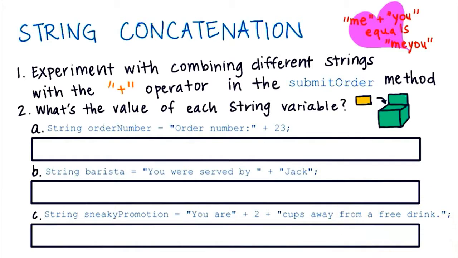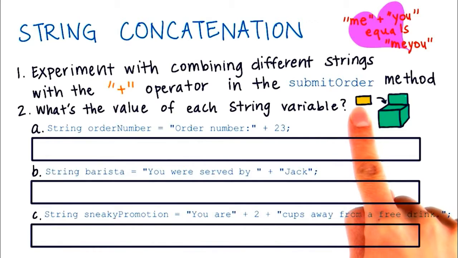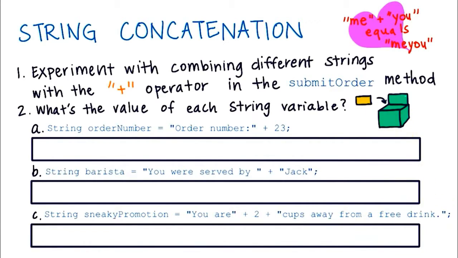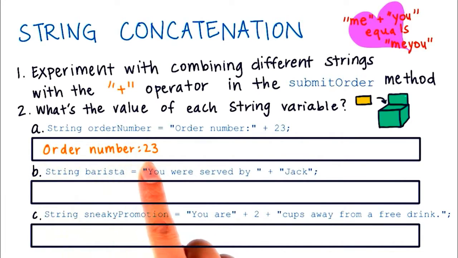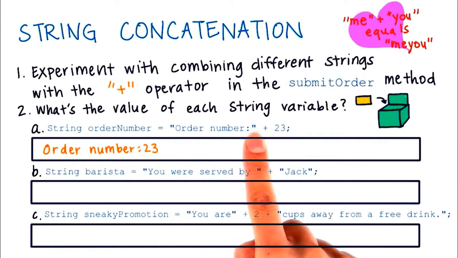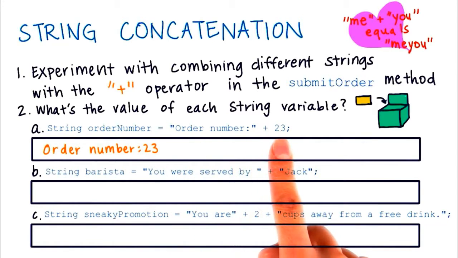Let's go over the answers to these quiz questions. Each of these lines of code creates a string variable, and I wanted to know what is the value that goes inside the string variable. That means we need to evaluate this expression, which includes string concatenation. Part A says string order number equals order number semicolon 23. The value that gets stored in this variable is order number semicolon 23. Notice that there's no space after the semicolon because the end quote is right after the semicolon. Since this is a string literal concatenated with an integer literal, then the whole thing just turns into a string.